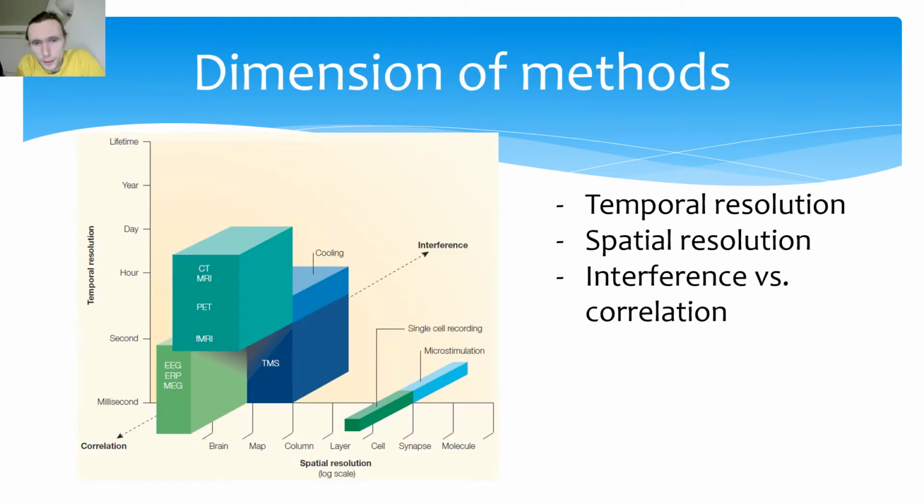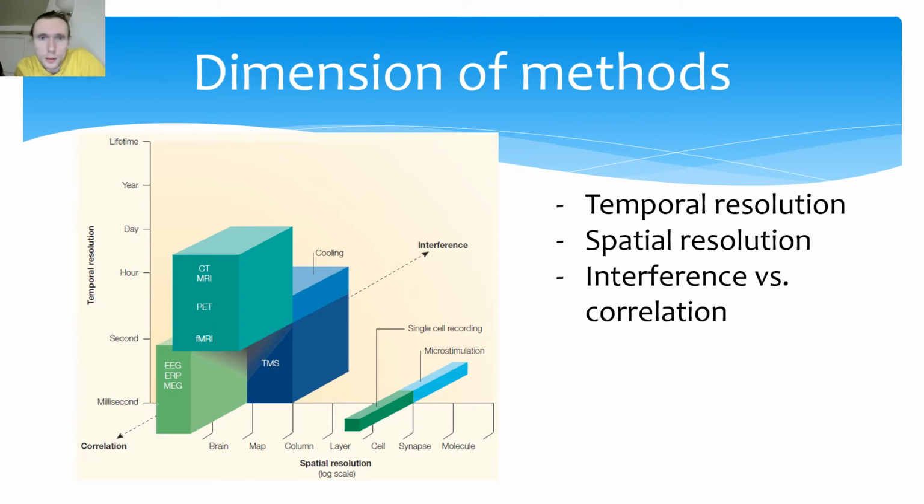So this picture is one that you may recognize because you will see it in most neuroscience books, or at least a version of this figure. And this figure shows on 3 different axes where each of the neuroscience methods has its strengths and weaknesses. And that could be either at the temporal, spatial dimension, or the correlational and interference dimension. So let's talk about the spatial dimension.